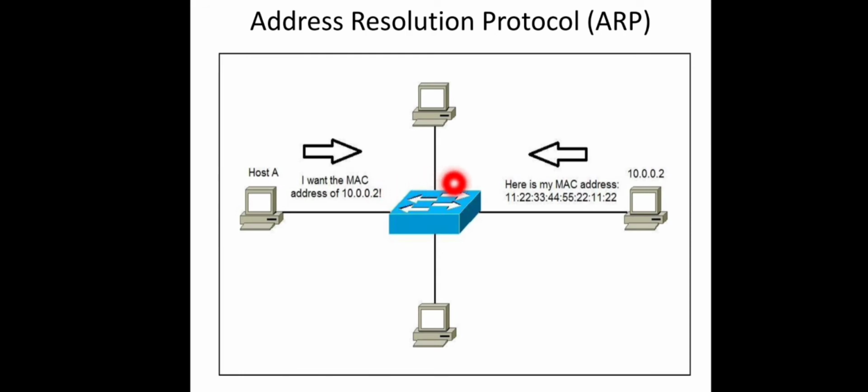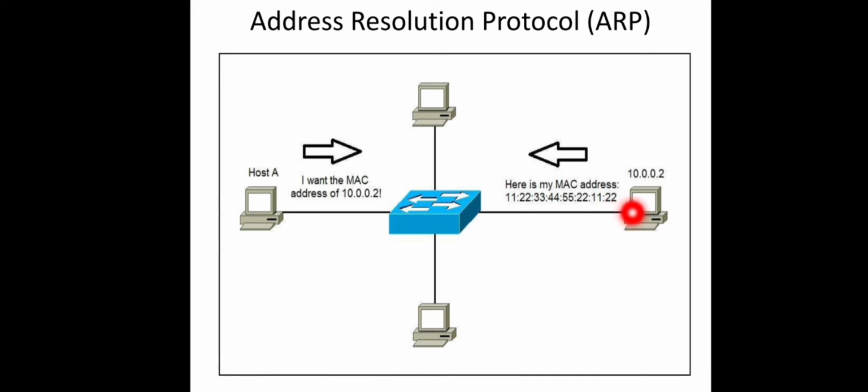Upon receiving this request, the machine with the corresponding IP address will respond. In this case, all three will receive the request, but only this machine will respond, because it contains the requested IP address. It will respond with its own MAC address.